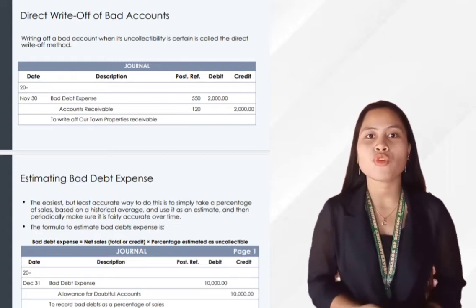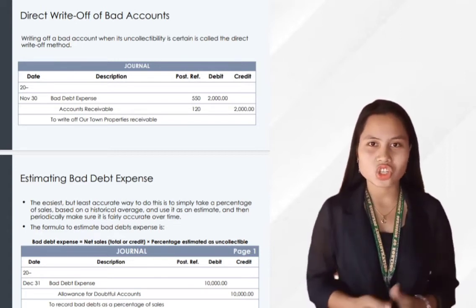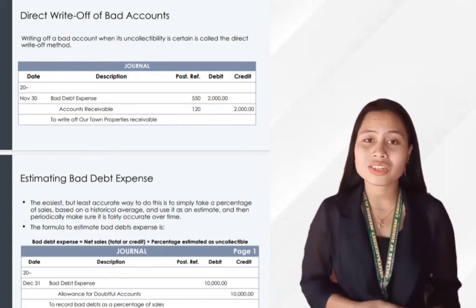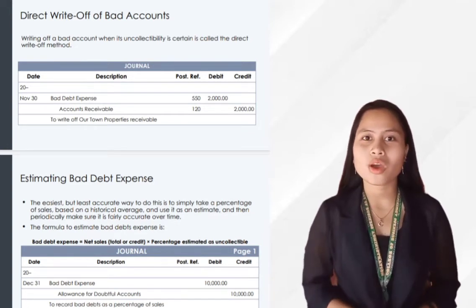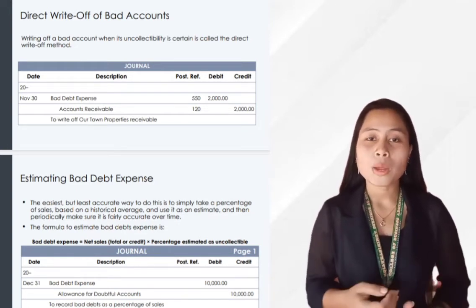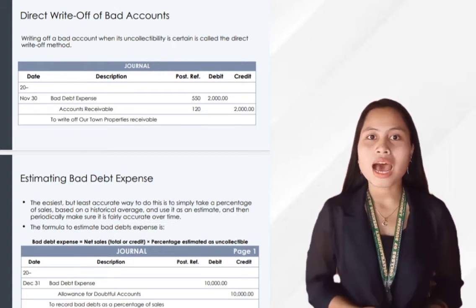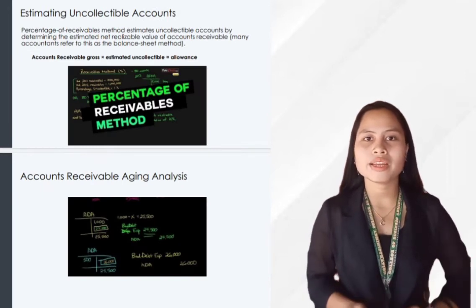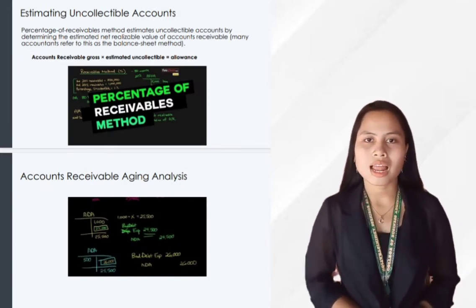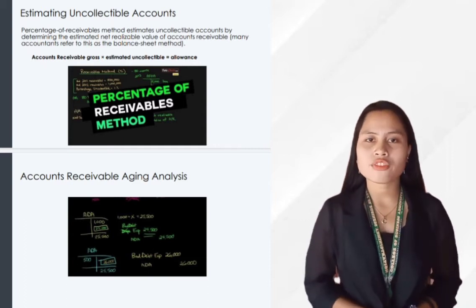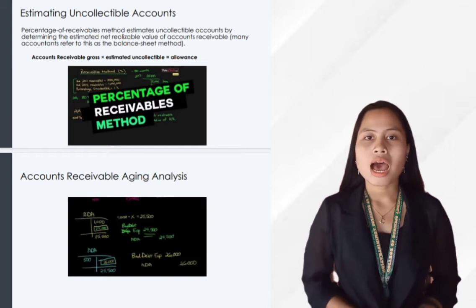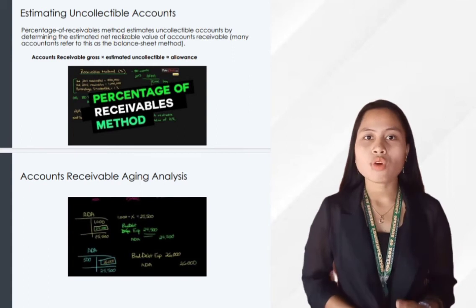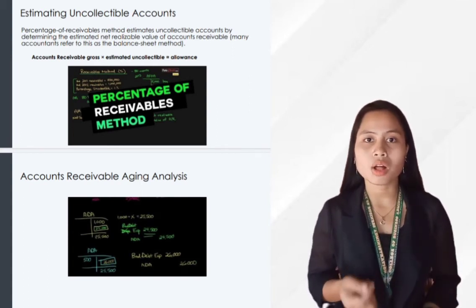Example is gitawag nimo for the last time. Unya ni answer sila or siya nga dili madayon, so i-entry dayon nimo. That is the estimating. So estimating uncollectibility is the percentage method of estimating uncollectible accounts. So accounts receivable gross times estimated uncollectible equals allowance. The percentage of receivable method estimates uncollectible accounts by determining the desired size of the allowance for uncollectible accounts.